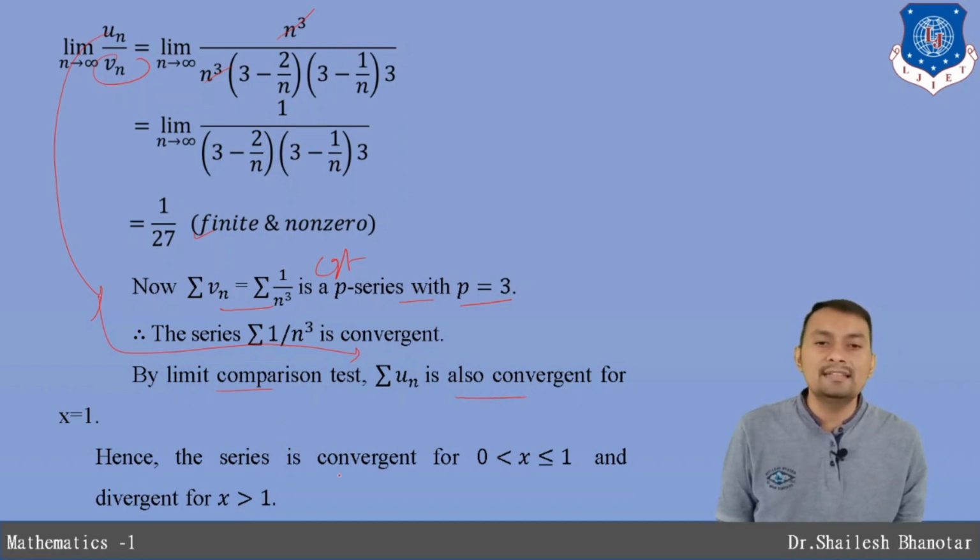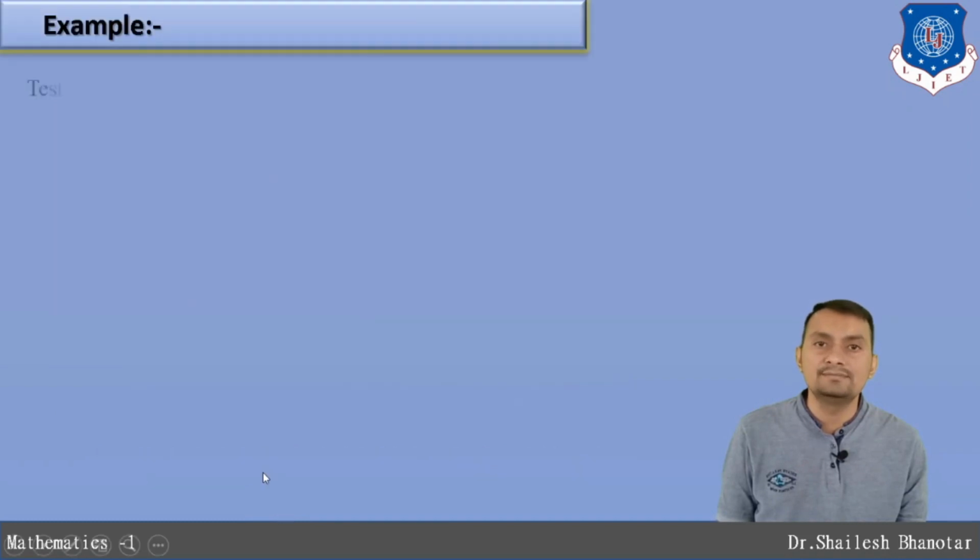So the conclusion is that the given series is convergent for 0 less than x less than or equal to 1, and divergent for x greater than 1.